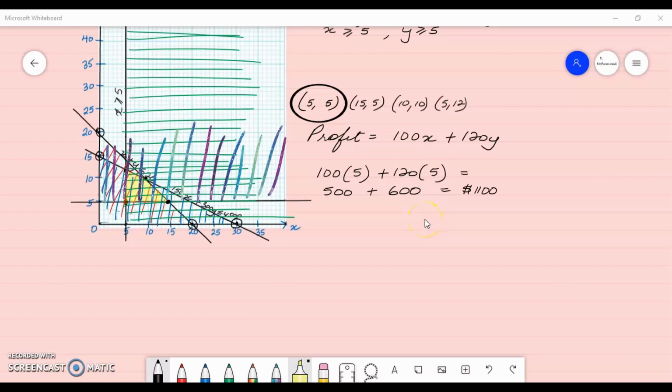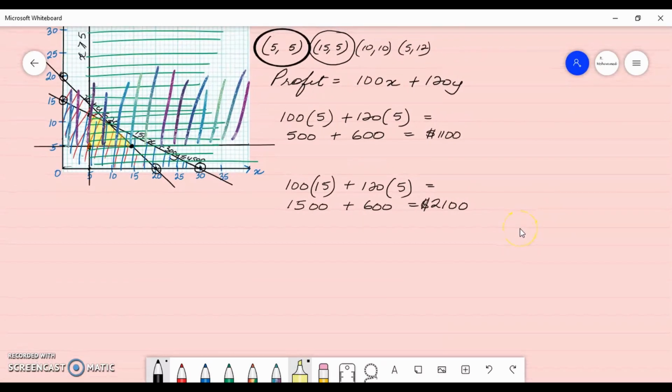So let's see for the next pair. I'm going to use this pair now. It's going to be 100 multiplied by 15 plus 120 multiplied by 5. And remember, I'm using this profit equation here. So it's going to be 1500 plus 600, and it's going to be $2,100. So it means that if he wants to make $2,100, he's going to have to sell 15 radios and 5 television sets.